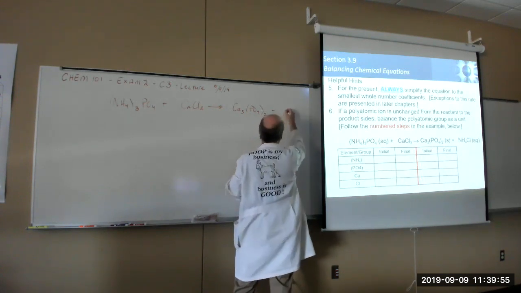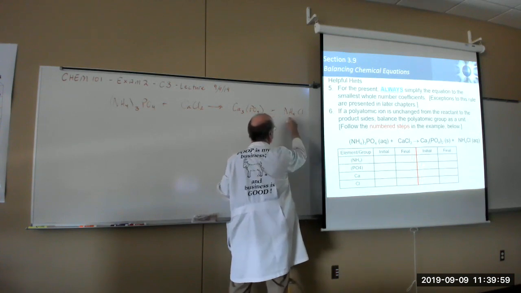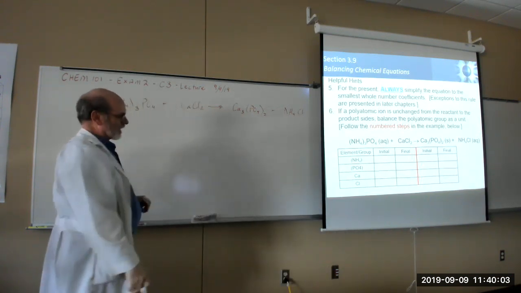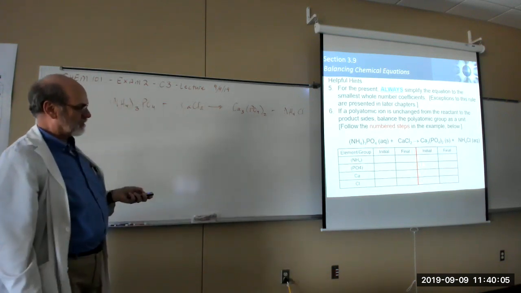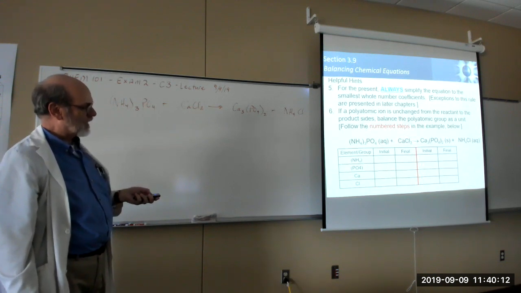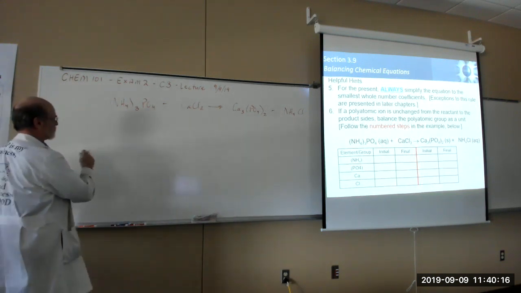And then ammonium chloride, -1, +1. That's good. Now, for simplicity's sake, I'm going to leave out the phases here. Aqueous. Well, that one didn't even have one. That should be aqueous also. Solid, aqueous. Now, let's do our budget.